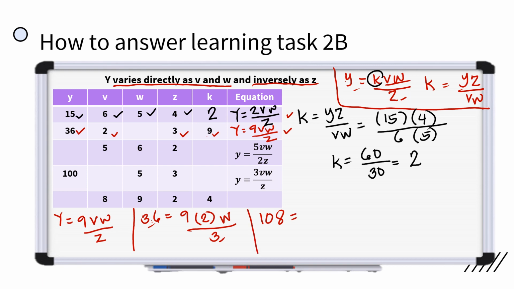108. And then 9 times 2 is 18. So, 18w. To find your w, divide both sides by 18. So, we're going to have 108 divided by 18, and that is equivalent to 6. So, that means the value of w is 6. So, we write there 6.